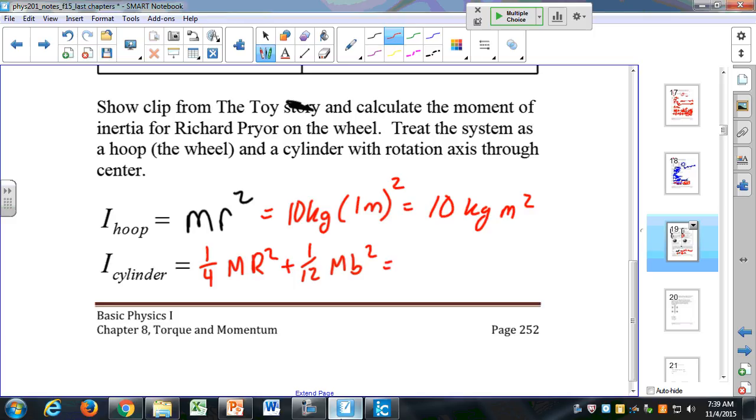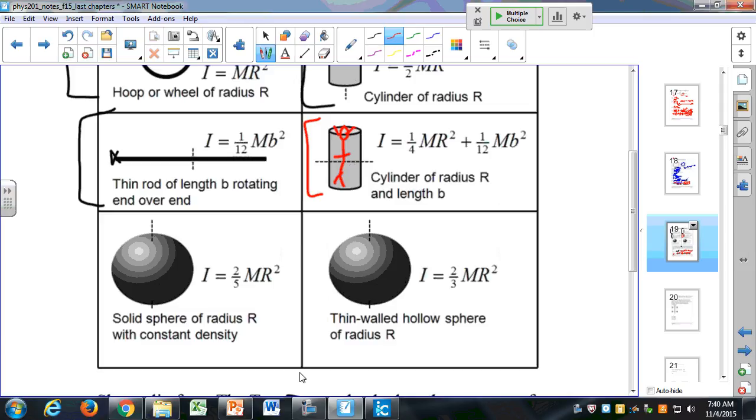And then for the cylinder, that would be for Richard Pryor. Let's see, what did I use for him? Looks like I used 100 kilograms. That's kind of big, but just to keep the numbers easy, say that his mass is about 100 kilograms. His radius, now be careful here, isn't half of his height, but it's the radius of the cylinder. So from here to here. The radius is the distance from here to here. And then the length is the total height of Richard Pryor.